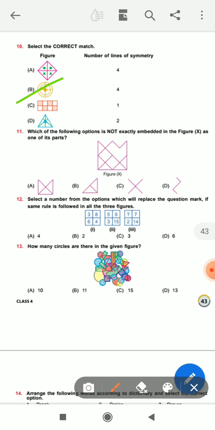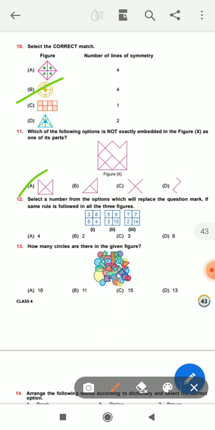Next, number 11. Which of the following options is not actually embedded in figure X as one of its parts? Just join this part and complete the figure. Option A is the correct answer.